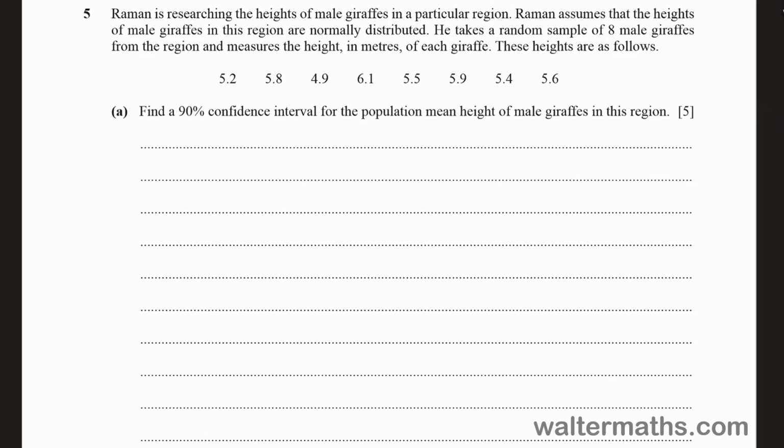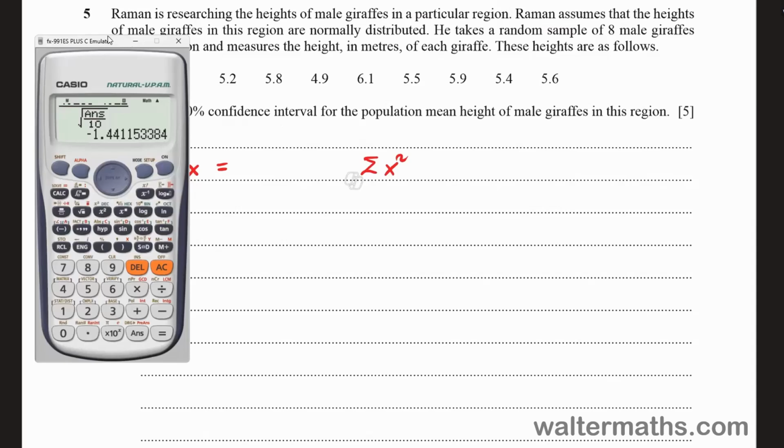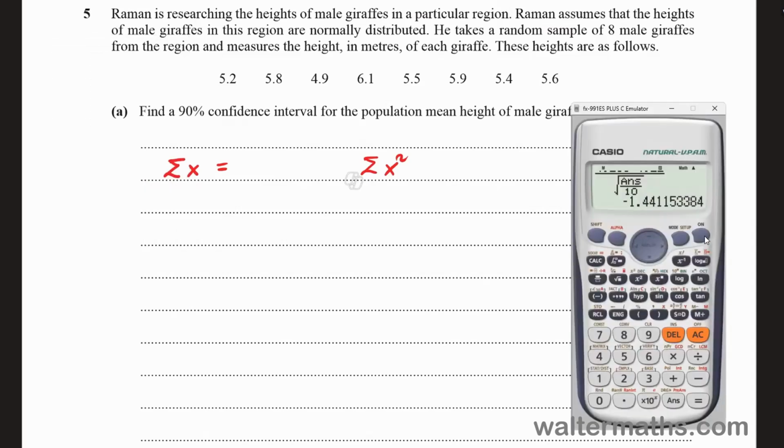All right, so we want to find the confidence interval. We're going to start by finding the sum of the terms x and also the sum of squares of the terms. Okay, so I'm going to use my calculator for this. I will go to stats mode. So shift mode stat, that's 3 and option 1. And then I'm going to put in the data points.